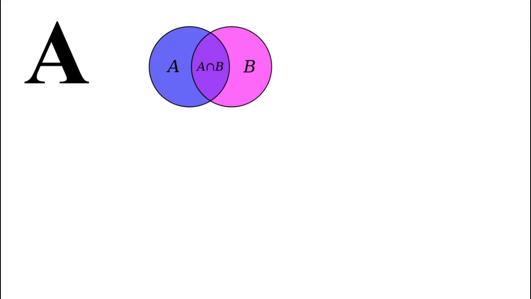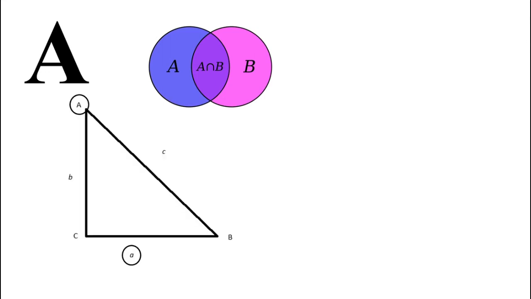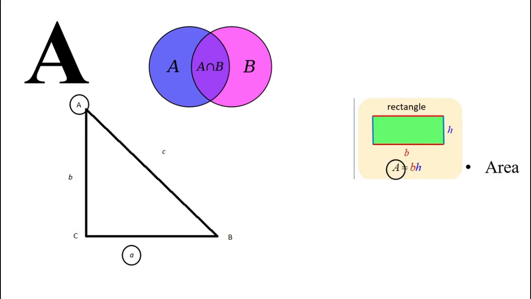Okay, in sine rule and cosine rule, A is used to label the first angle and the first side of a given triangle. So we have right here where the sides are opposite to the angle. A is also used to label the area. So for example, this rectangle right here has the area A, which is the base times the height.